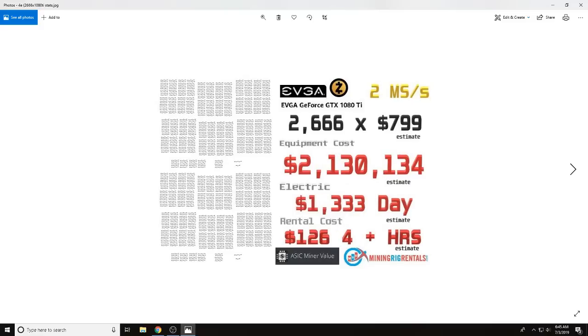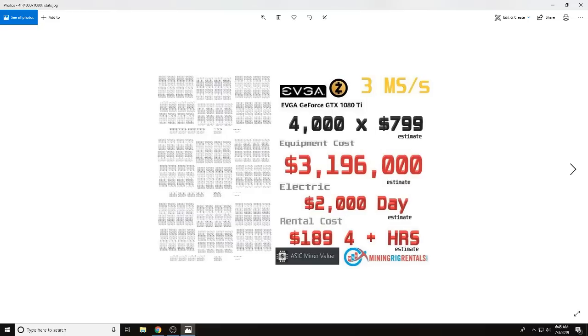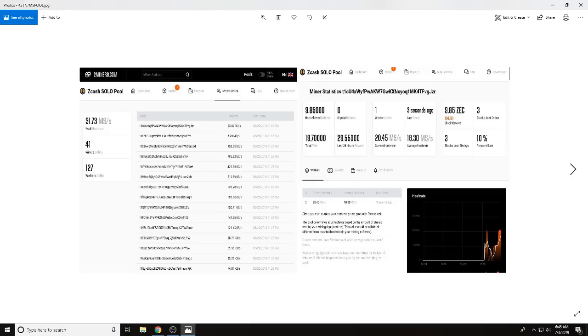There's 2 million sols per second estimate at 1080 Tis. Here's 3 million sols. Look at all of those GPUs, guys. And this is just the estimate cost for the GPUs. This isn't power supplies, RAM, all that other stuff. But to rent 3 million sols per second, estimate cost for 4 hours is $189 on miningrigrentals.com. And as far as the value cost for the rigs and those things, we did use asicminervalue.com for the ASICs.